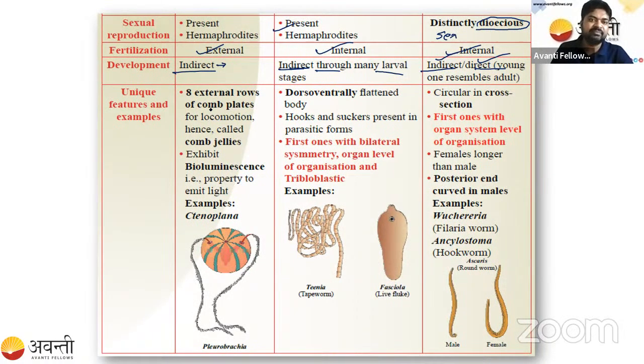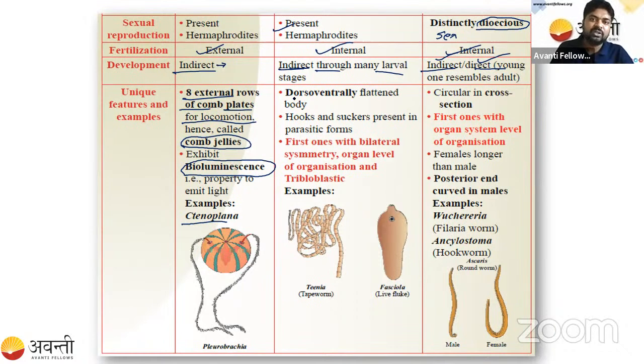Here you can see the example. Okay, so in case of example, you can see the unique character also. For example, eight external rows of comb plates for locomotion are present on the comb jellies. Okay, here you can see the comb jelly. Okay, next is bioluminescence also happens here. Bioluminescence means a phenomenon of organisms that emit light. Okay, that thing is known as bioluminescence. Example is Neptoplana.